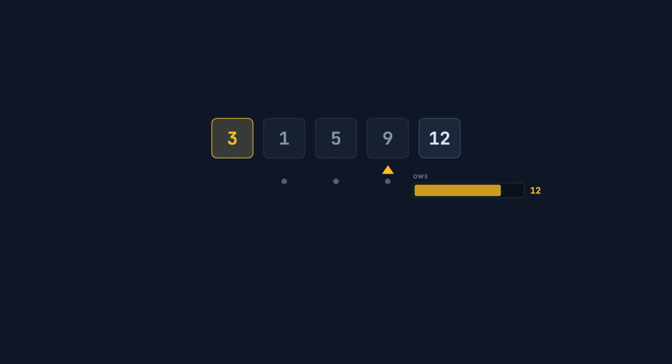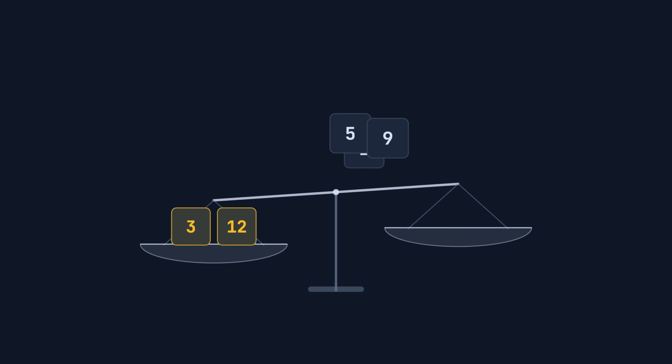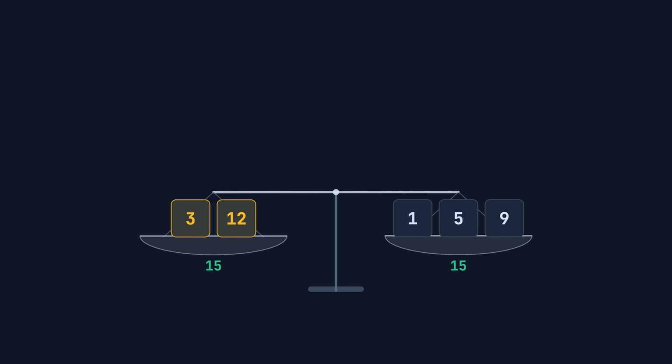So let's come back and skip the 9 instead. You still owe 12, and the last number is exactly 12. Take it, and you owe nothing. The 3 and the 12 make one pile, the 1, 5, and 9 make the other. Both add up to 15.